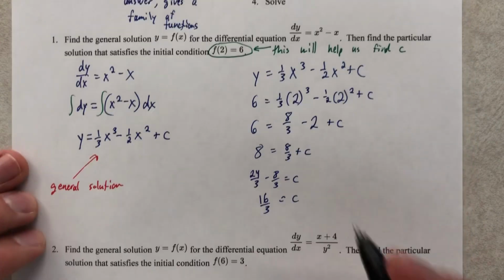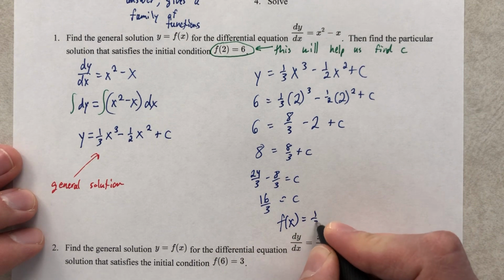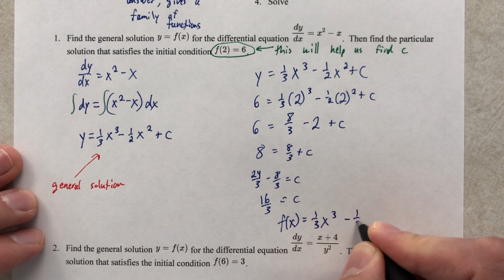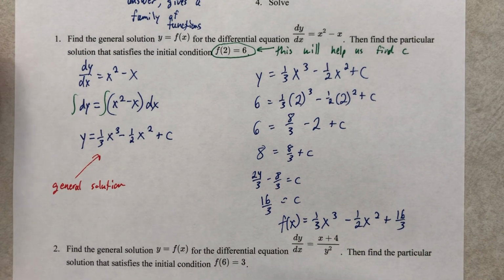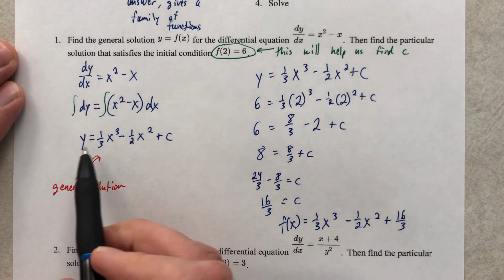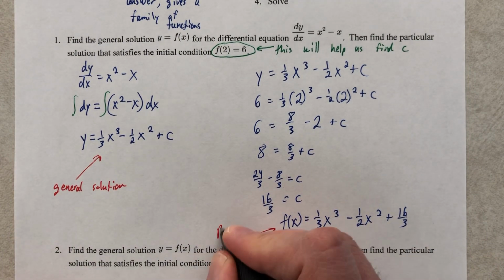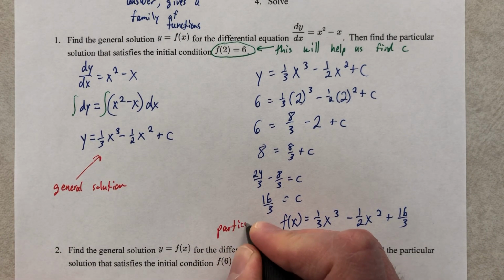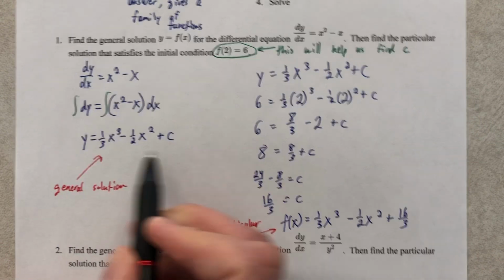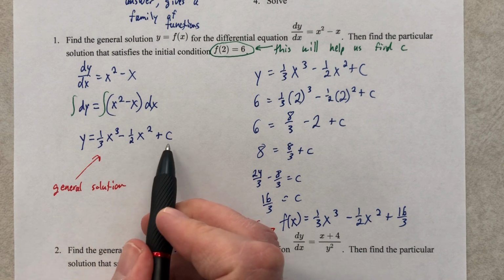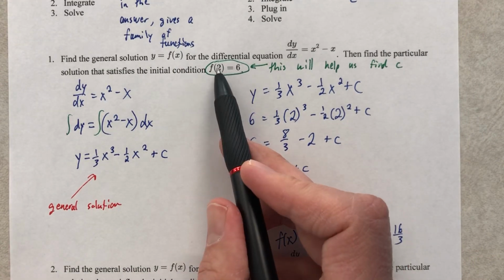Final answer is this: 1/3 x cubed minus 1/2 x squared plus 16/3. If you want to get technical, and I am going to get a little technical, this is the general solution. This is the particular solution. This one's the more generalized form for whatever C value. This is the one that gives us that output with an input of 2.